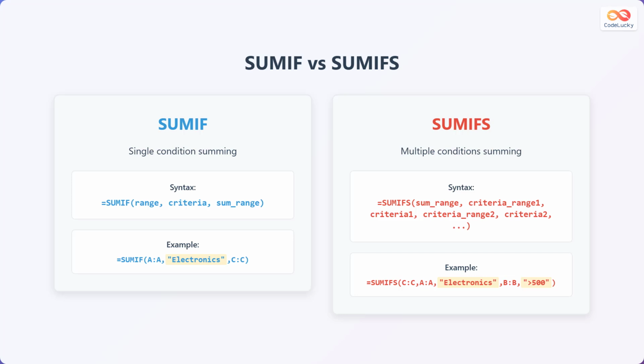The syntax for SUMIFS is =SUMIFS(sum_range, criteria_range1, criteria1, criteria_range2, criteria2, and so on). An example of SUMIFS is =SUMIFS(C:C,A:A,"electronics",B:B,">500").